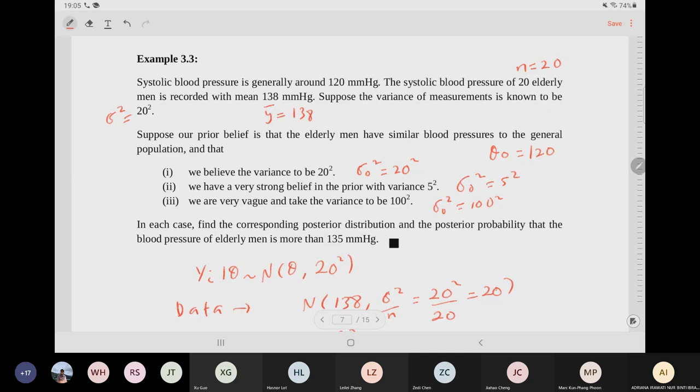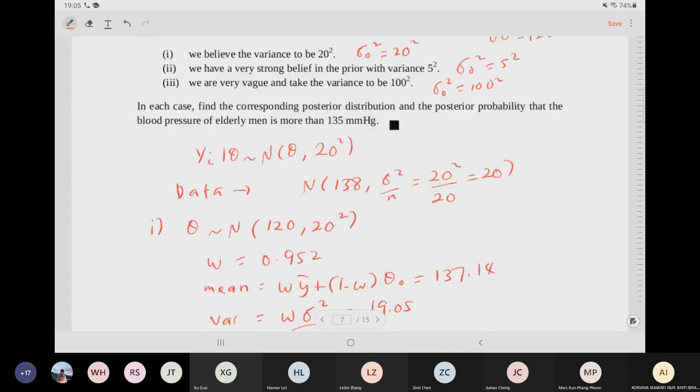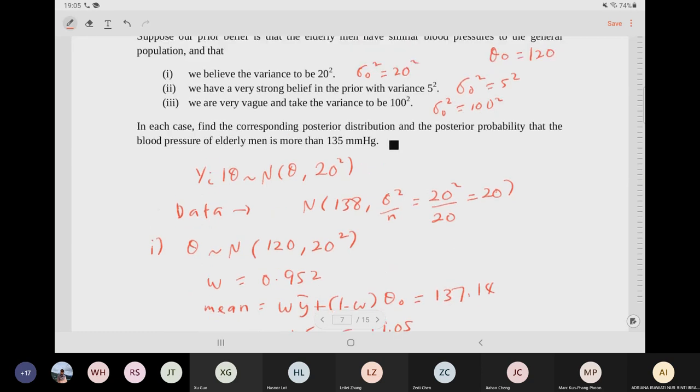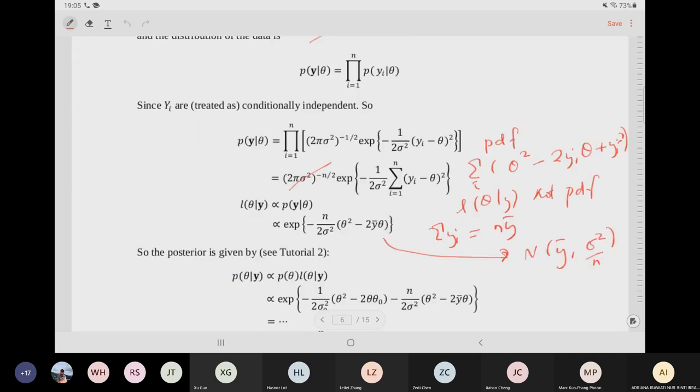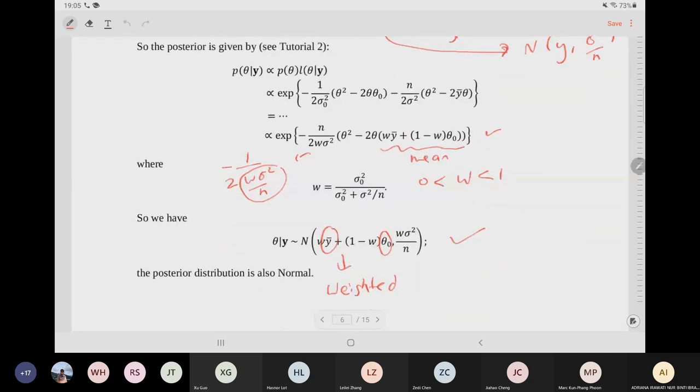The difference in questions 1, 2, and 3 is just your sigma naught square, the variance of your prior, whether it is the same as your sigma square or smaller or larger. You might think the variance does not affect the mean, but inside your W you have the variance of your prior, sigma naught square, and the variance of your data, sigma square. So your variance actually will affect your weight, and the weight will affect your mean and your variance. So if you change the variance of your prior, you will also affect the mean and the variance of your posterior.